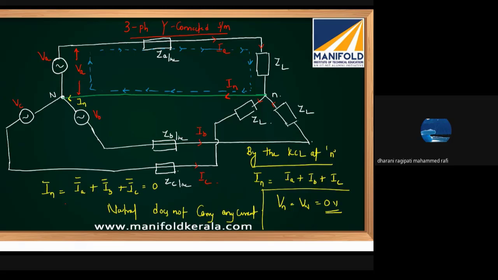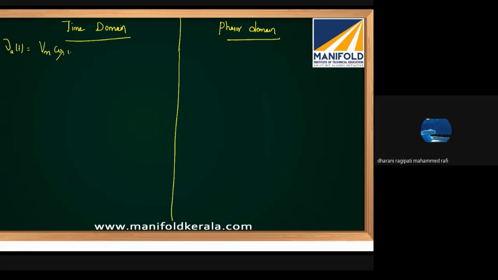Now the second important point is how to write the same value in phasor domain. VA is equal to some magnitude at an angle 0 degrees. So VB will become VRMS at an angle minus 120 degrees.